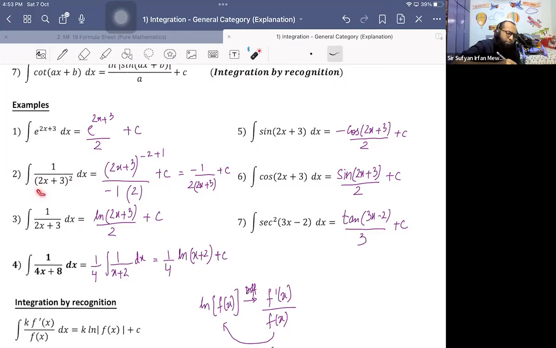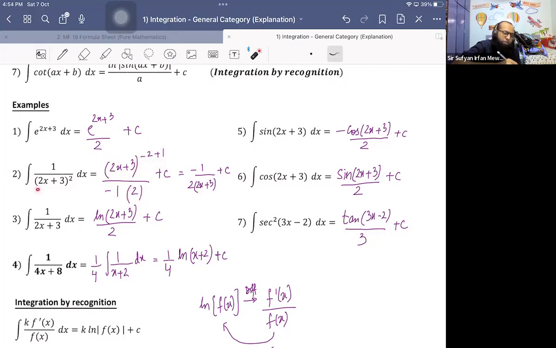So if it is 2x plus 3 whole squared, what are we going to do? We are going to take (2x plus 3) whole square to the numerator. It will become (2x plus 3) power minus 2. Then we add 1 to the power, so (2x plus 3) whole power minus 2 plus 1. The new power, which is minus 1, will be divided, and the differentiation of the function within the bracket will also be divided.